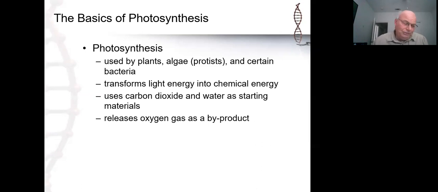The raw materials that we start with, as I mentioned earlier, are carbon dioxide and water, the products of cell respiration. And as products, we have the organic molecules that are the starting point for making all sorts of organic molecules. So we need to talk about what that starting point is. And then, of course, oxygen.